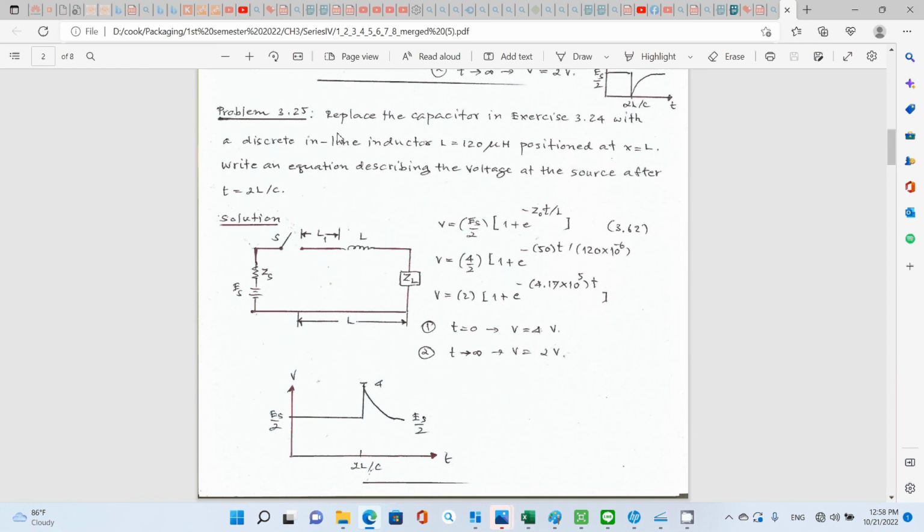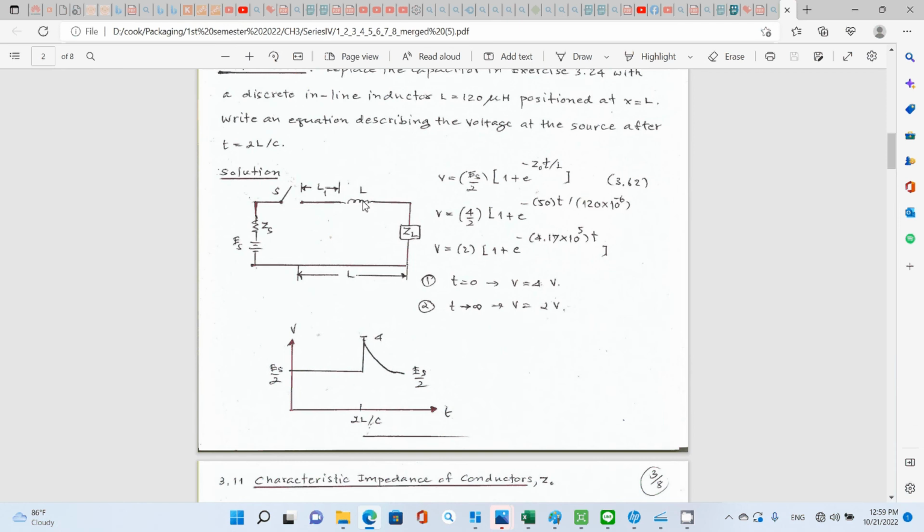Problem 3.25. Replace the capacitor in exercise 3.24 with a discrete inline inductor L equal to 120 microhenry, positioned at x equal to L. Write an equation describing the voltage at the source after T equal to L over C. In this case you have an L termination.